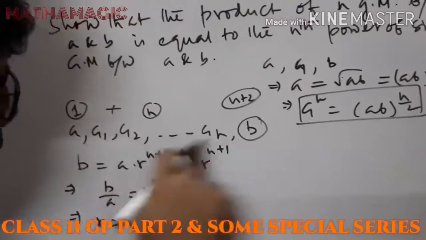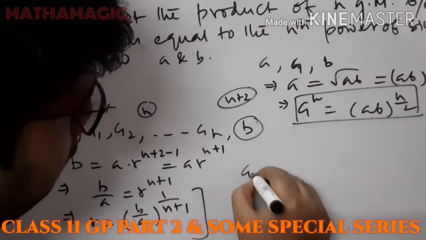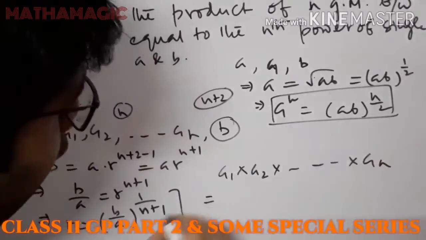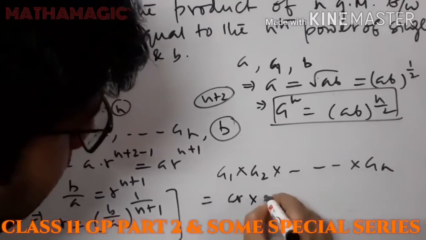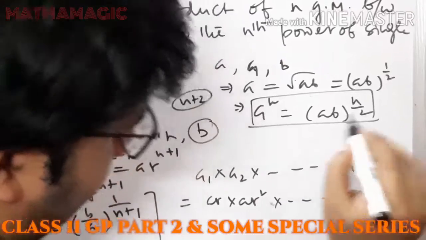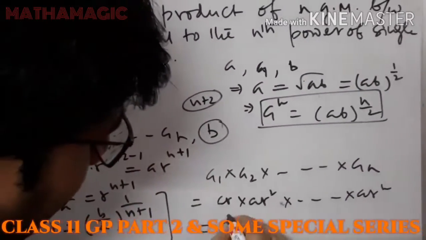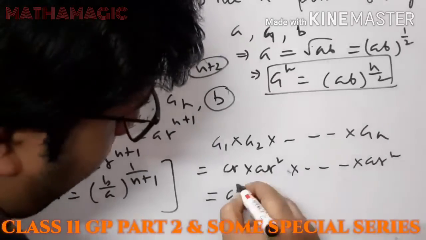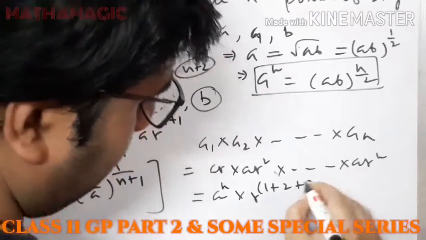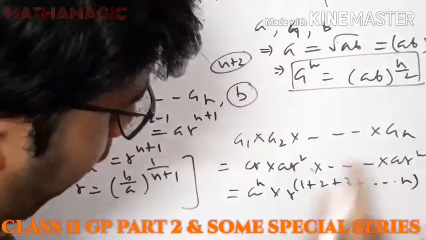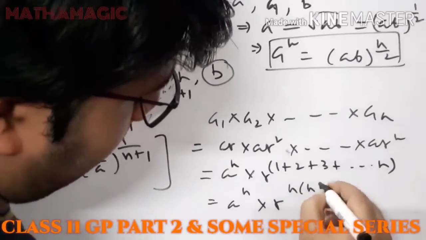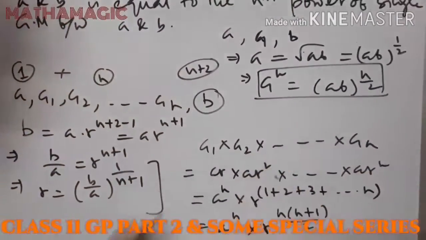Now we need to find the product of these terms. We have to find the product G1 into G2 up to Gn. G1 equals AR, G2 equals AR square, and like this it will go up to AR to the power n. So the A's multiplied give A to the power n, and for R we sum the powers, 1 plus 2 up to n. By the formula of AP, we can easily write A to the power n, R to the power n into n plus 1 by 2. Just remember the formula of AP.